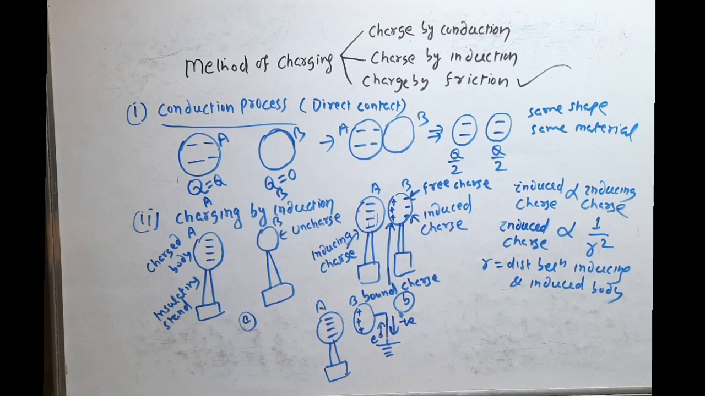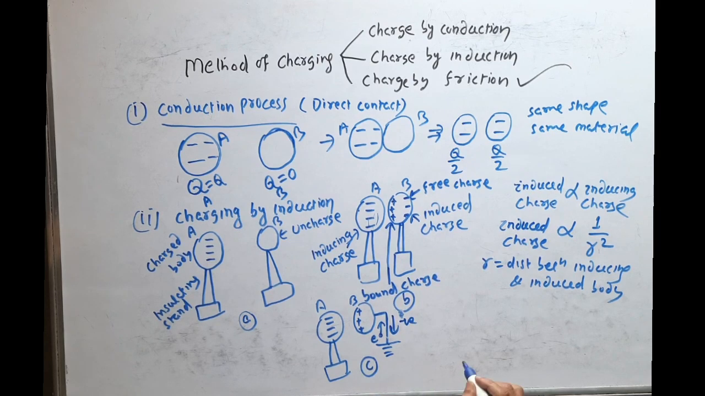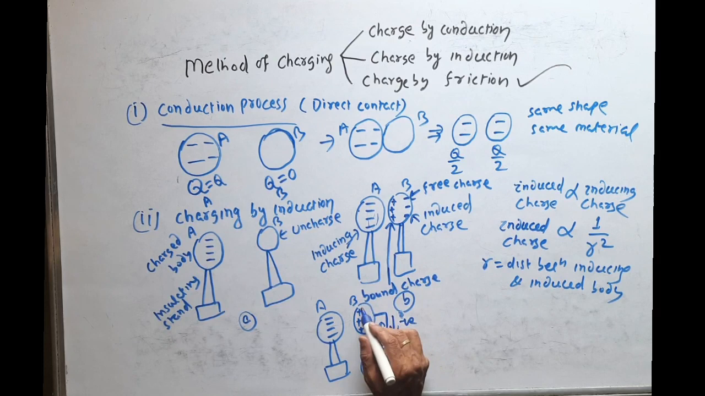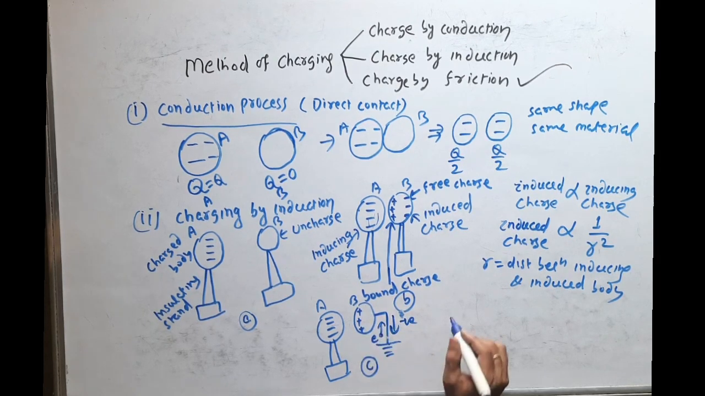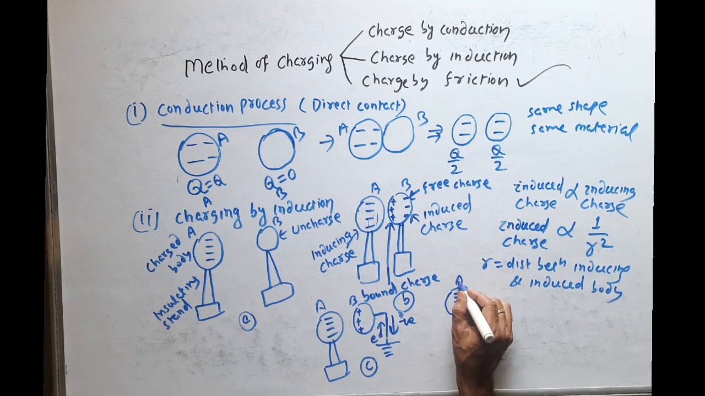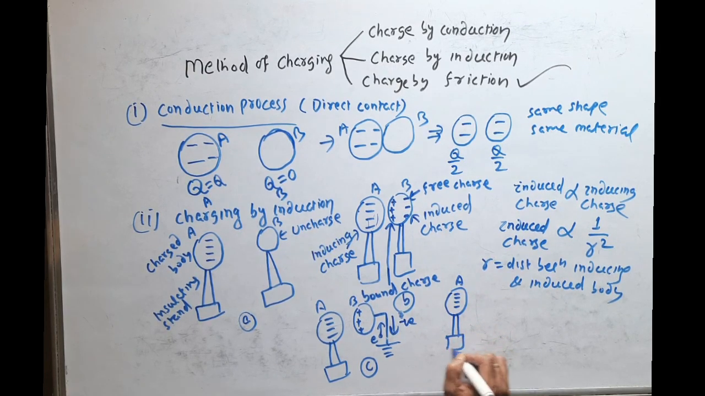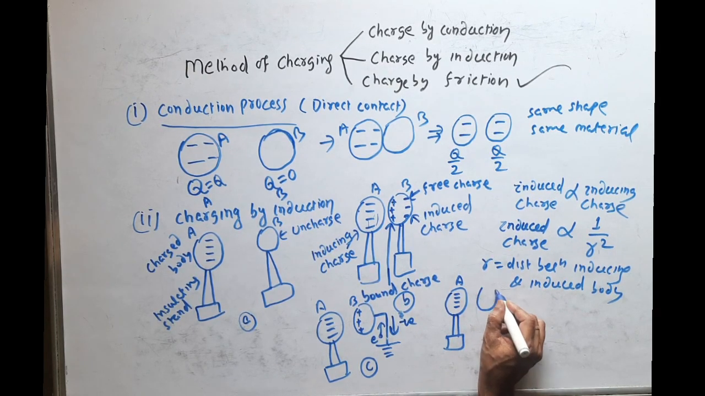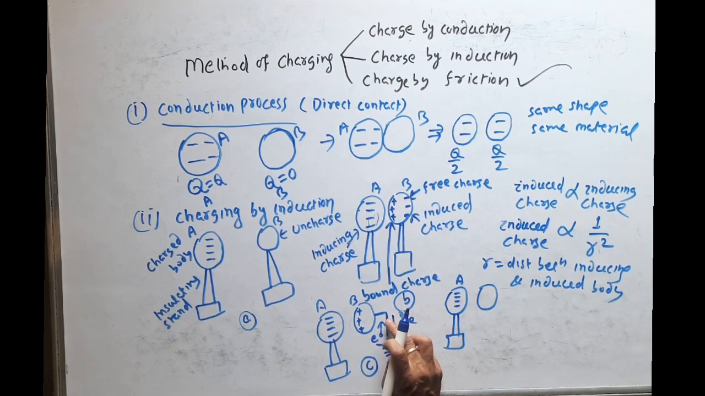Okay. So now this is step number C. Then third step. Then fourth step, disconnect this earth connection from the body. So fourth step, this is negative charge body A. This is the start. So now what will we do? You disconnect this earth connection.